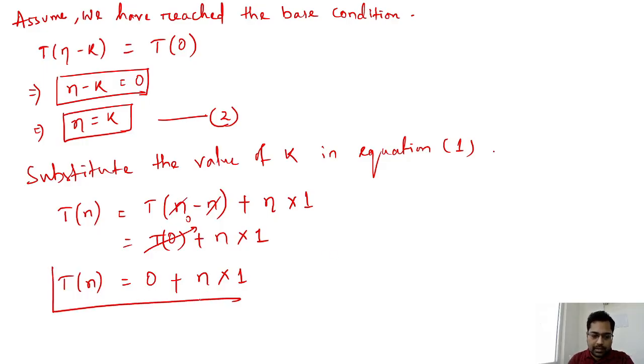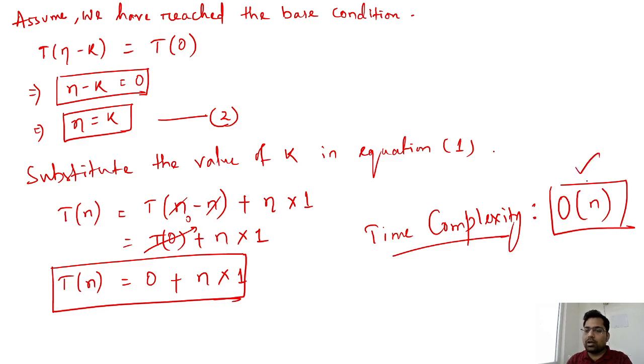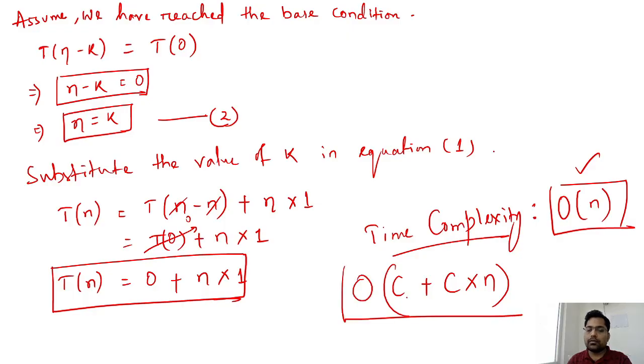So the time complexity, theoretically, it is big O of n. Theoretically it is right, but practically if you say c plus c into n, it is also right. A constant is getting added and a constant is also getting multiplied with n. If it is said by you, it is also correct. But theoretically we say big O of n.